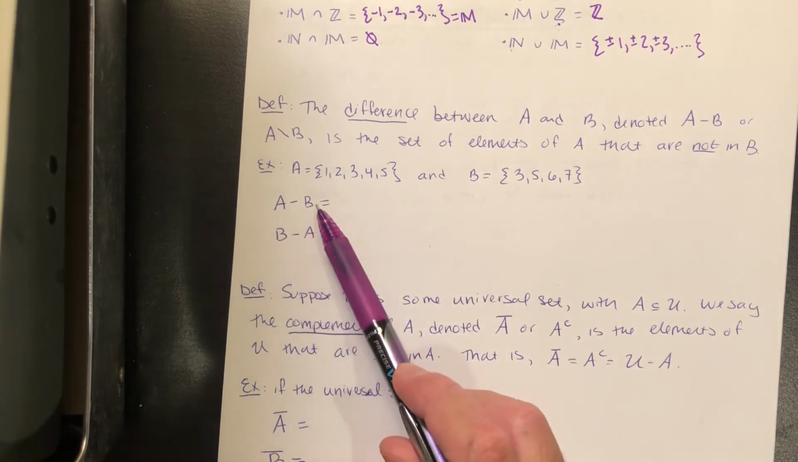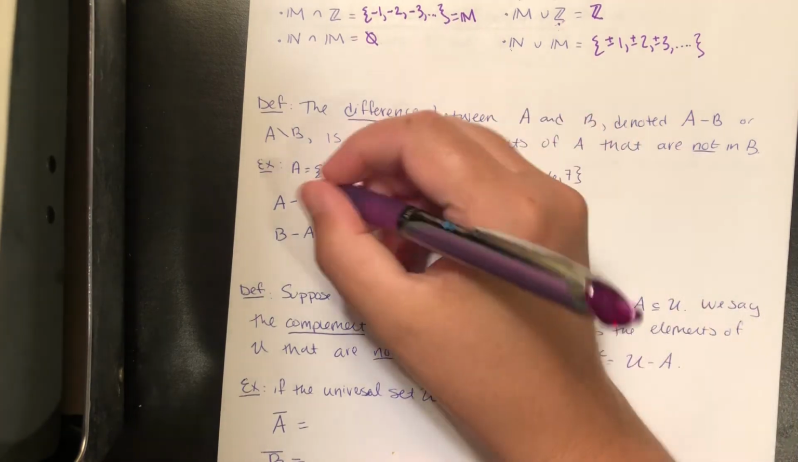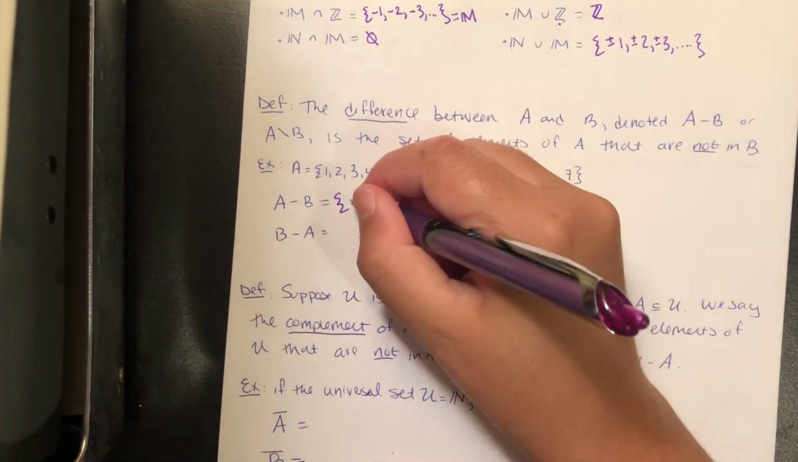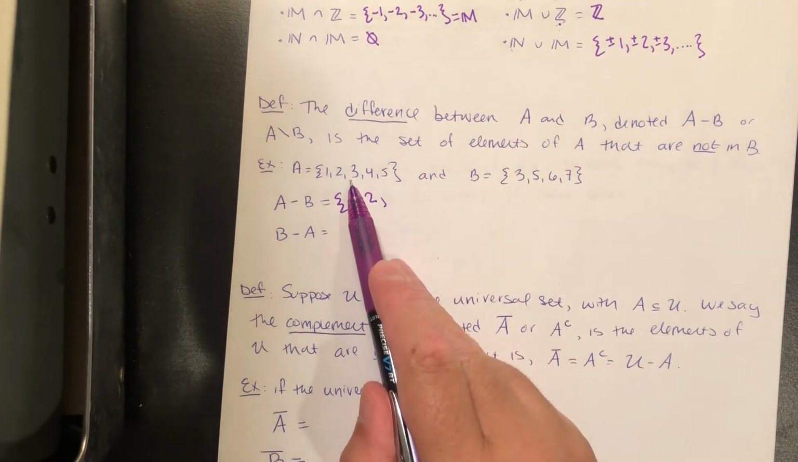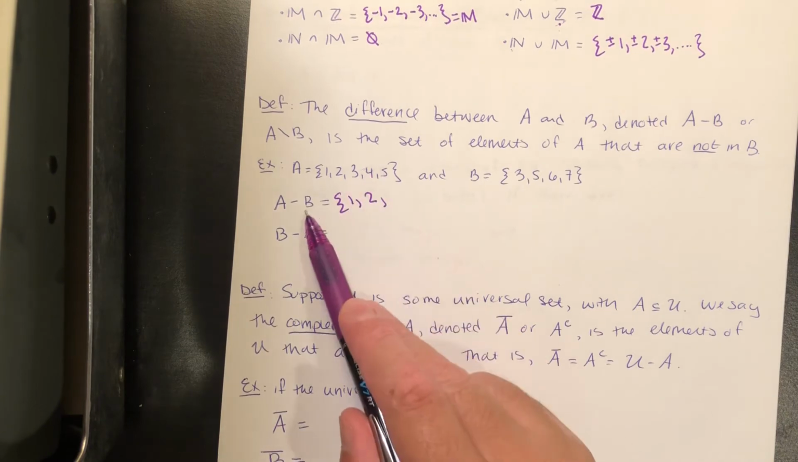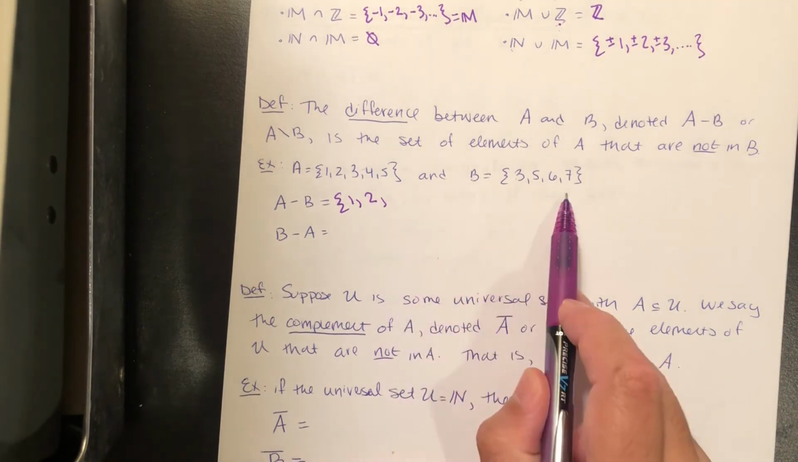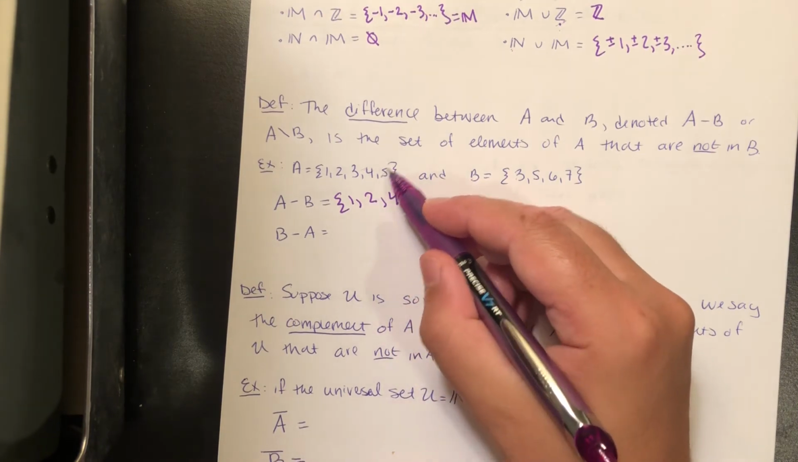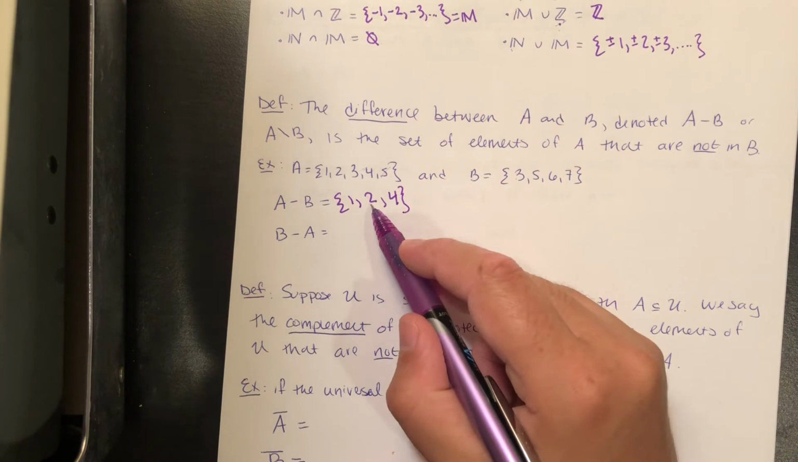So A minus B is just going to be the elements of A that are not in B. All right, well, that means 1 gets to stay because it's not in B. 2 gets to stay because it's not in B. But 3 we have to throw out, right? We're taking away all of the elements of B, so we're going to take this away. We're not going to include 3 here. 4 gets to stay because it's not in B. But 5 we sort of have to take it away as well because it's an element of B. And so we're left with 1, 2, 4.